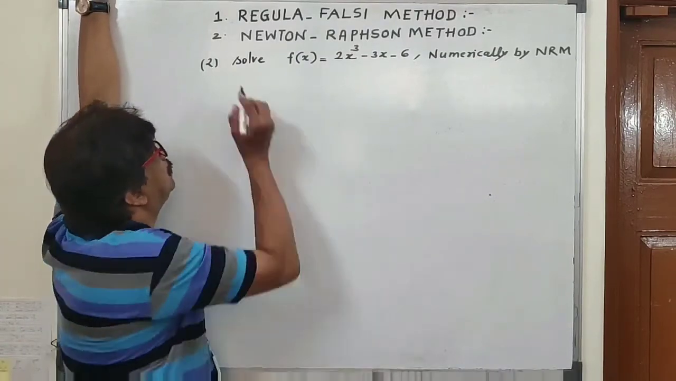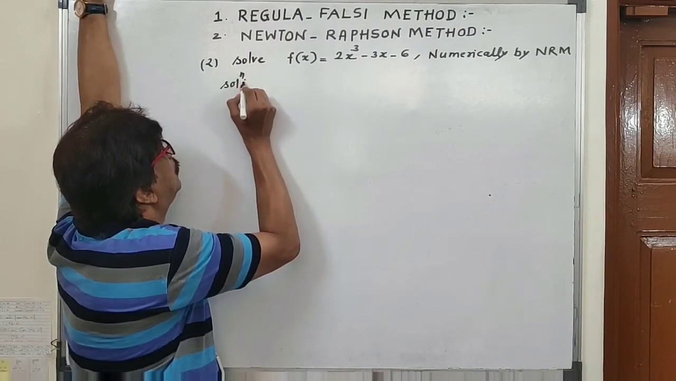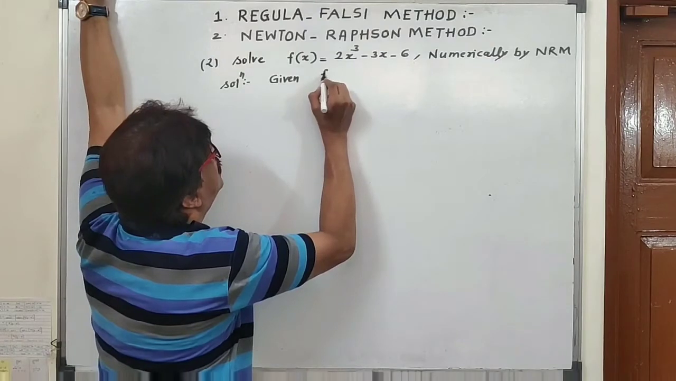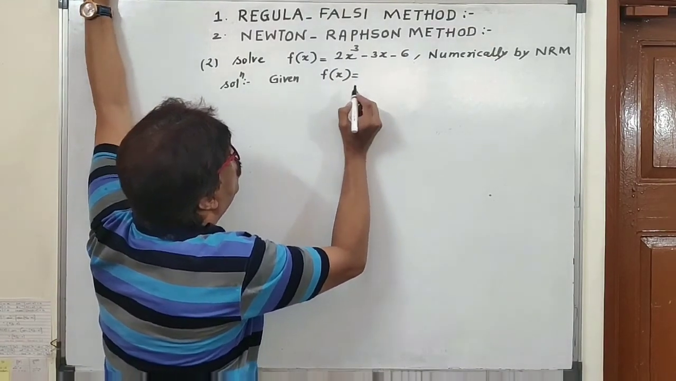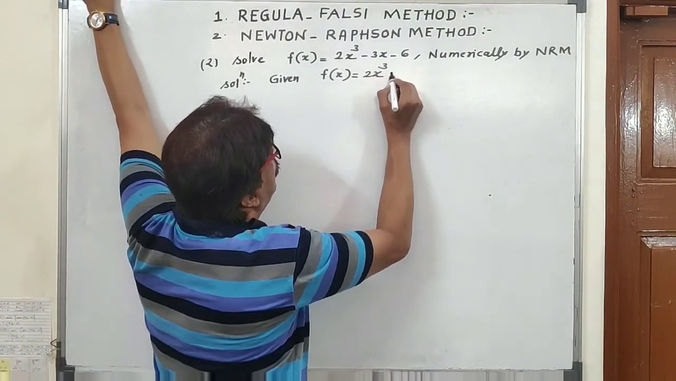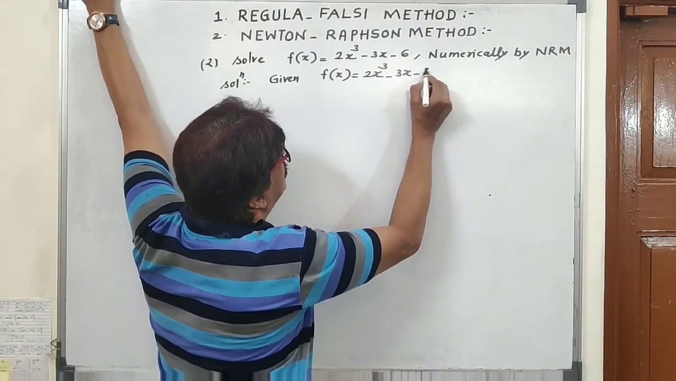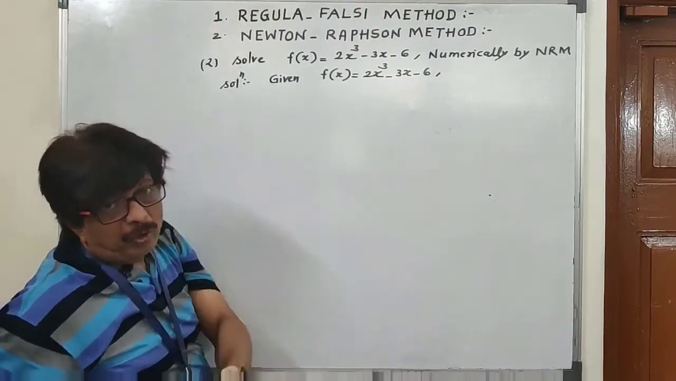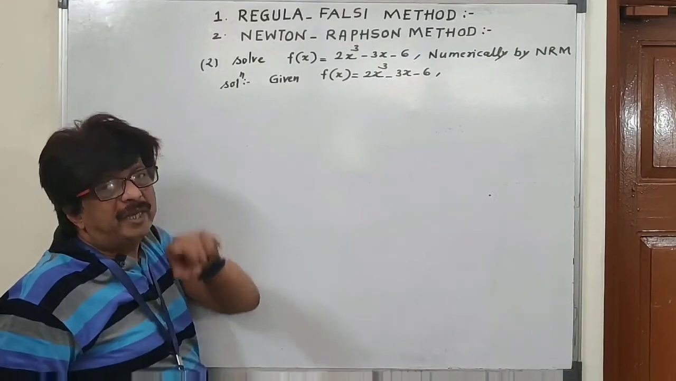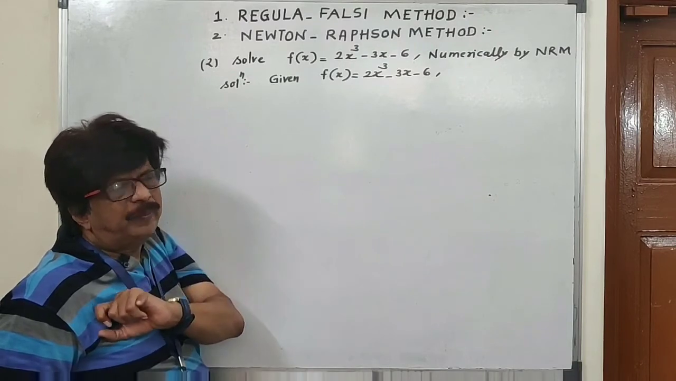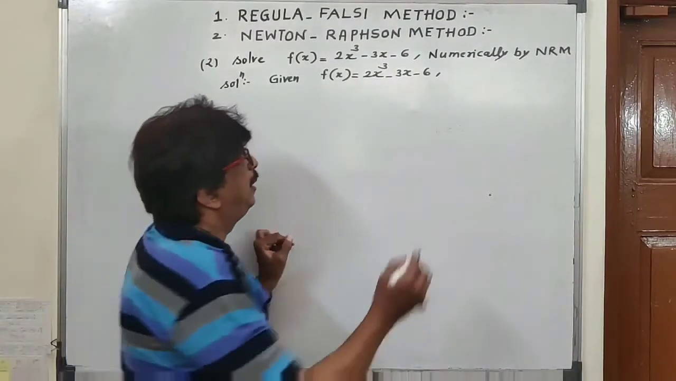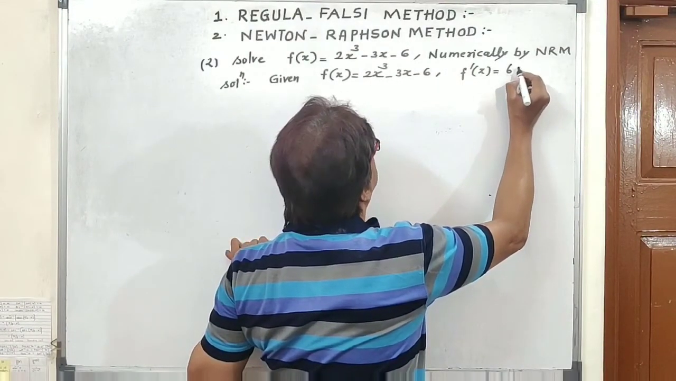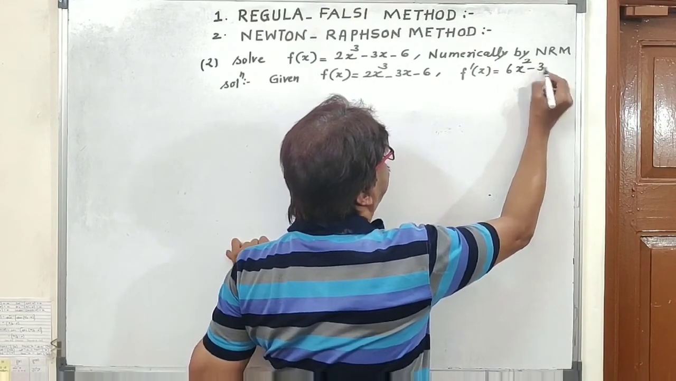Solution. Given f(x) = 2x³ − 3x − 6. In the Newton-Raphson formula, xₙ₊₁ = xₙ − f(xₙ)/f′(xₙ), there is a derivative term. So we shall differentiate this f(x). f′(x) is 6x² − 3.